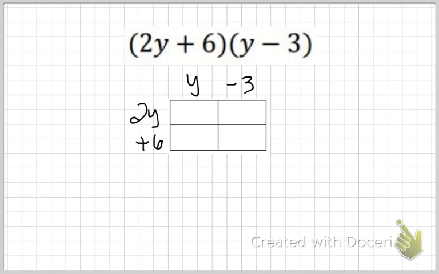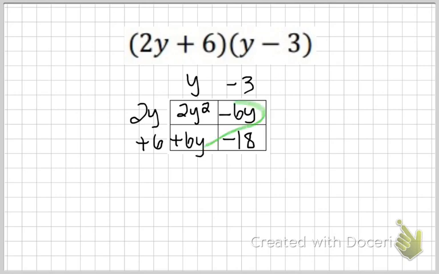So 2y times y. That gives us 2y squared. Then we have 6 times this y, and that gives us a positive 6y. Then we have 2y times negative 3, and that gives us a negative 6y. And then we have this 6 times negative 3, and that is a negative 18.